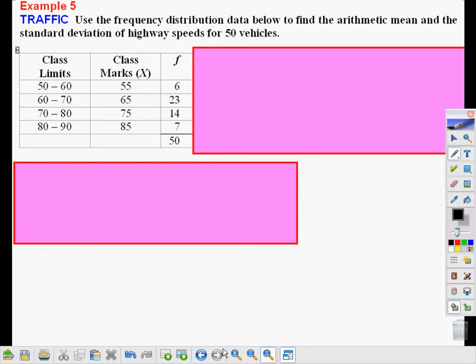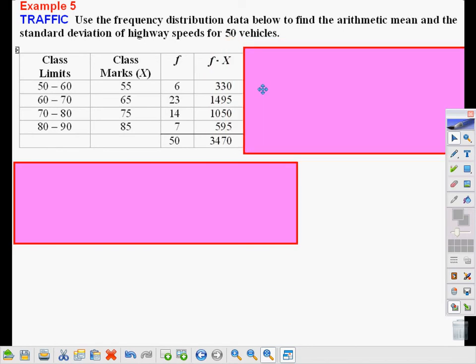Okay, the next thing we're going to do is use a frequency distribution data table to find the arithmetic mean, also just referred to as the mean or average, and the standard deviation of highway speeds for 50 vehicles. So on the table, I've got the data broken into class limits, and the class marks, which is the midpoint of the limit, and then the frequency of each of those classes.